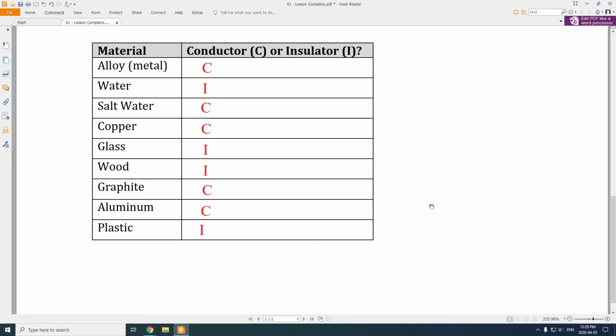So the main ideas from this lesson: electricity is just when you have flowing electrons, when you have electrons moving down a wire, down a material. And that can only happen when you have a material that's a conductor. Those are usually things like metals, right? Most common ones, copper.